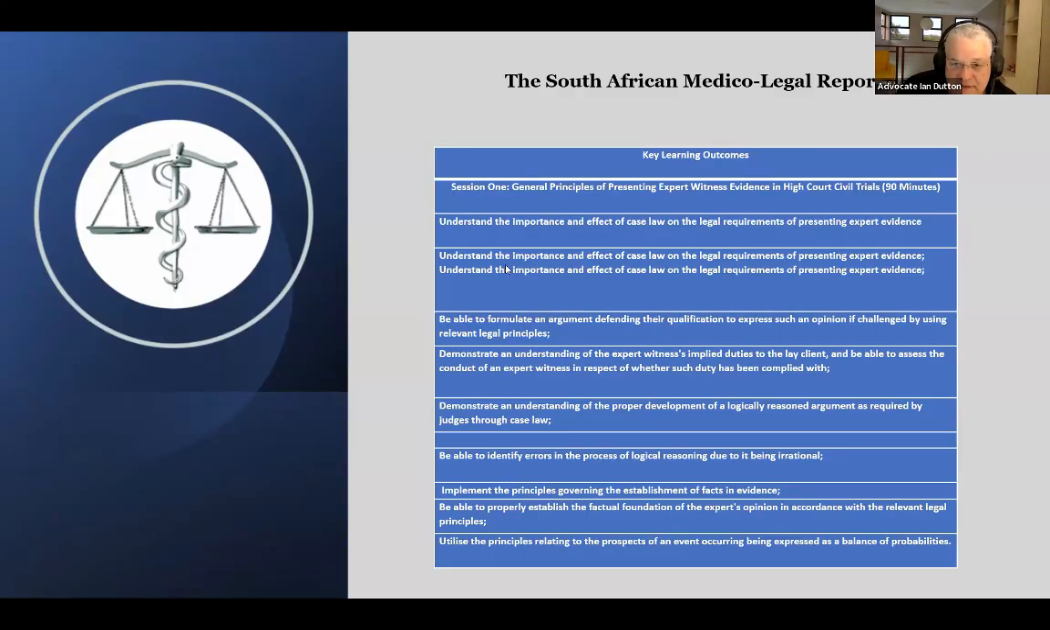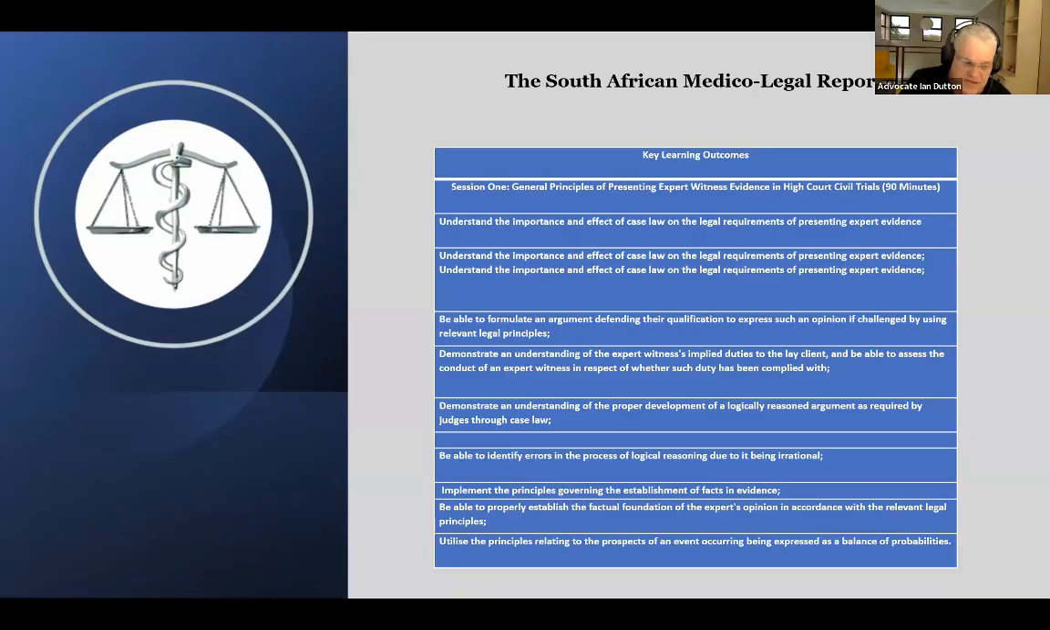But anyway, to understand the importance and effect of case law on the legal requirements of presenting expert evidence, it's very important that the effect of case law is understood. As I've just said, when a judge makes a pronouncement, it becomes binding. It actually becomes the law. It's a source of law, and particularly with regards to expert witnesses and lawyers using expert witnesses, it is very important that you understand the principles governing the preparation and presentation of evidence, because if you don't, it's no excuse. The question is, where do you access this?